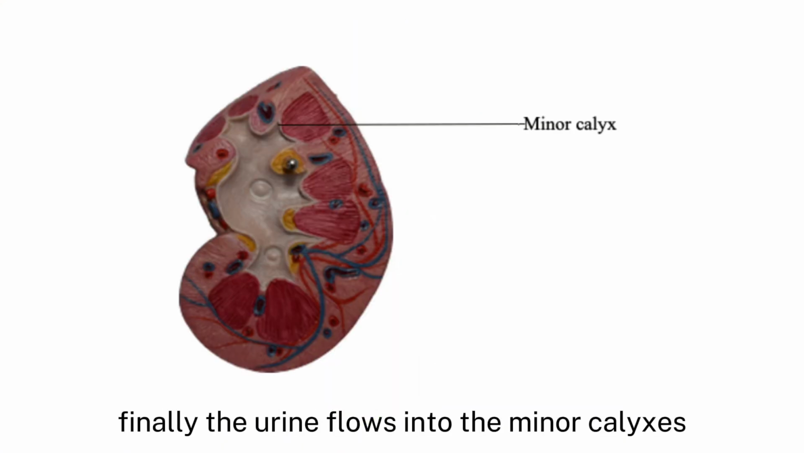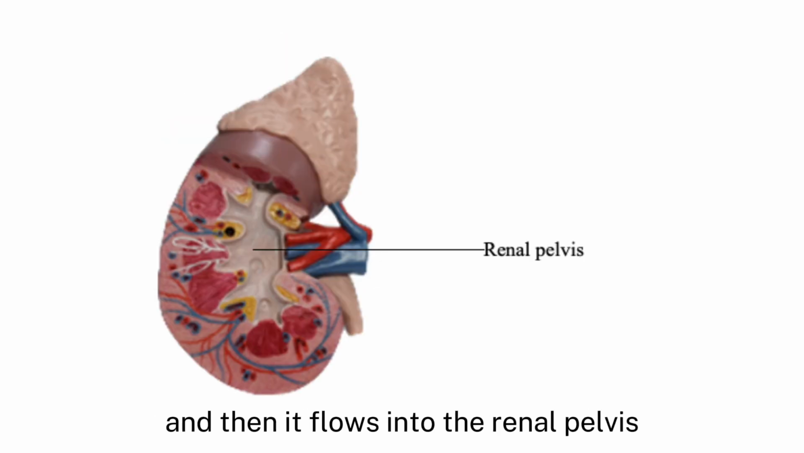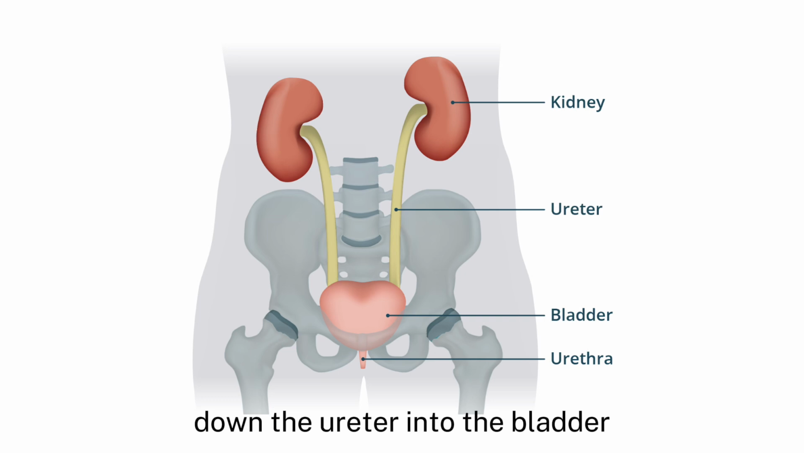Finally, the urine flows into the minor calyces, and then it flows into the major calyces, and then it flows into the renal pelvis, down the ureter, into the bladder, and out through the urethra.